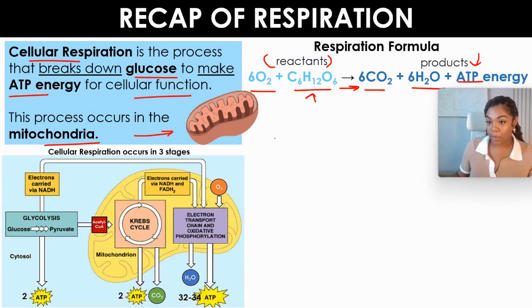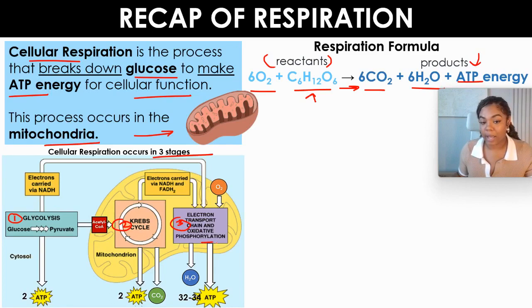We also learned in the previous video that cellular respiration occurs in three stages. The first stage of cellular respiration is glycolysis. The second stage is the Krebs cycle. And the third stage is the electron transport chain, which sometimes we see as oxidative phosphorylation. Those are the three stages in which we take in these reactants and make these products. And of course, each of these stages creates energy.